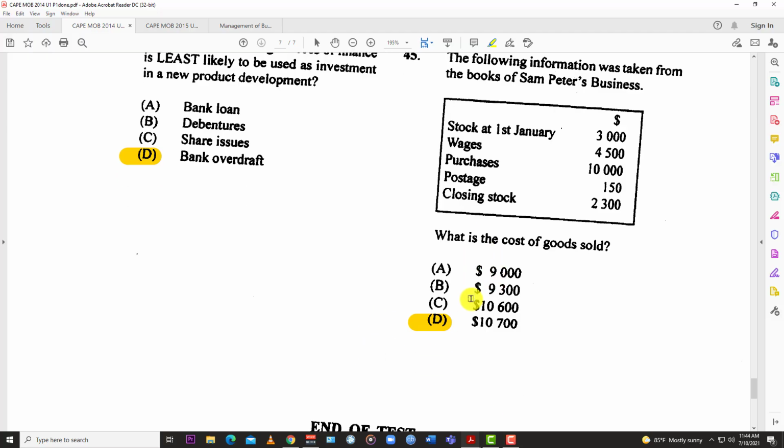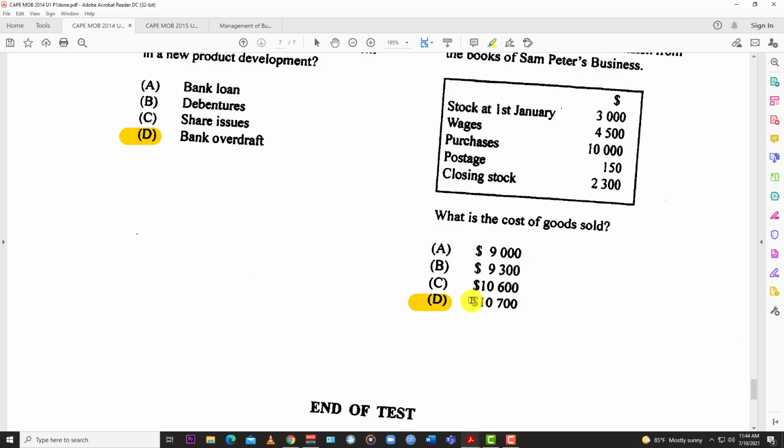All right. So that's it for the May-June 2014 MOB Unit 1 Paper 1 for CAPE.